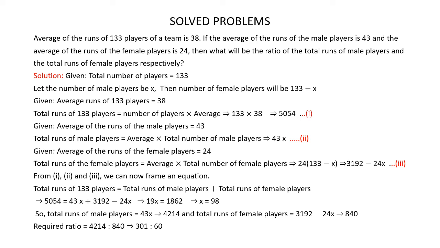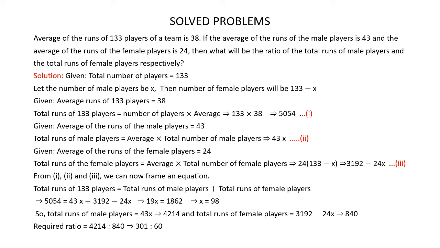Now it's also given that the average of the runs of the female players is 24. So total runs of the female players is average multiplied by total number of female players. This is 24 multiplied by (133 minus X), which is 3,192 minus 24X. So total runs of the female players is 3,192 minus 24X. This is the third equation.